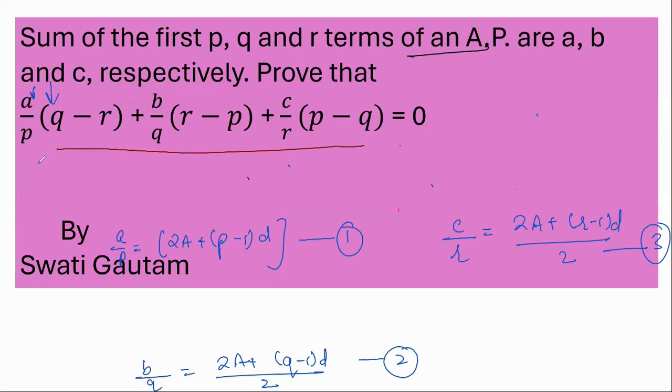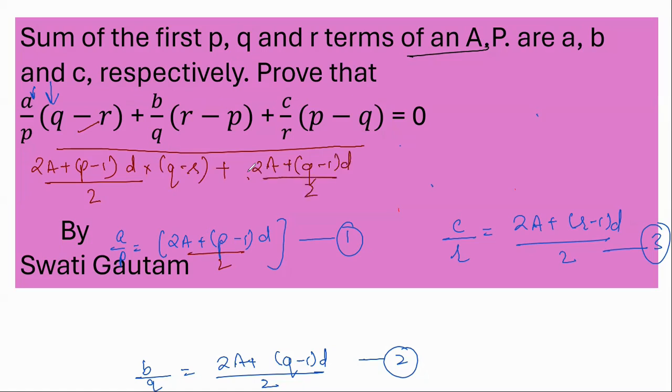a by p is what? a by p is (2a plus (p minus 1) times d) by 2, and this we have in bracket, so multiply (q minus r), plus what is the value of b by q, which is (2a plus (q minus 1) times d) by 2, multiply (r minus p), plus what is the value of c by r? (2a plus (r minus 1) times d) by 2, multiply (p minus q).